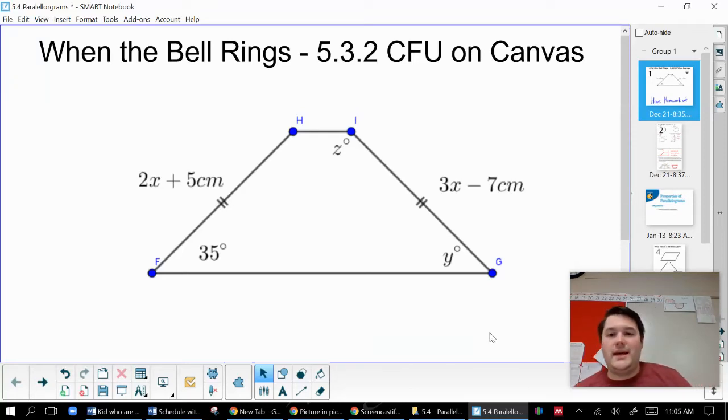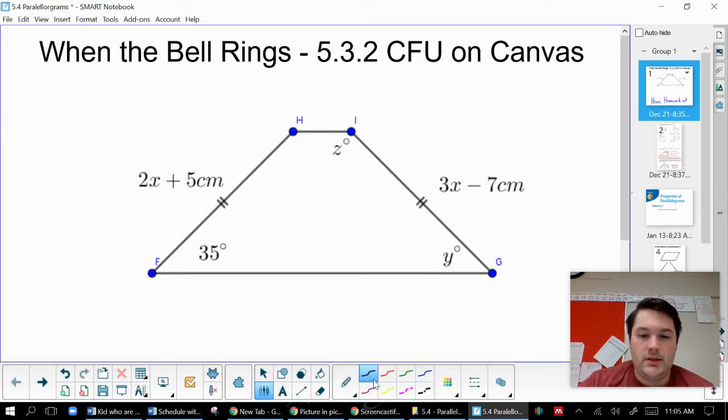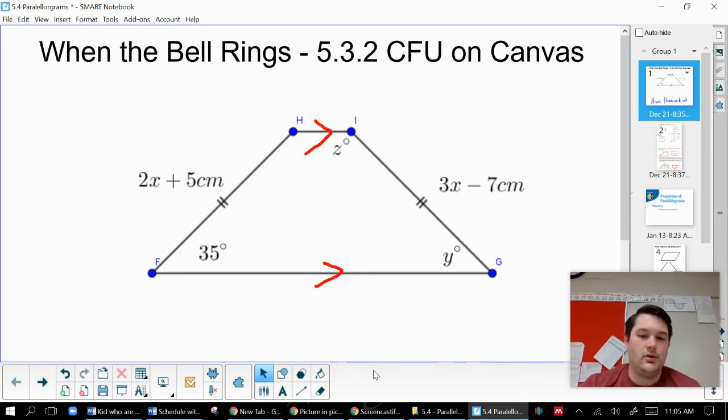Okay, so today we're going to be taking a look at parallelograms. So this would be the warm-up we would have done in class. So maybe take a look at that, think about what you know and how you might solve for x, y, and z based on what we know here. And it looks like I am missing one little piece of information. This is a trapezoid, so we should have some parallel lines there, shouldn't we?